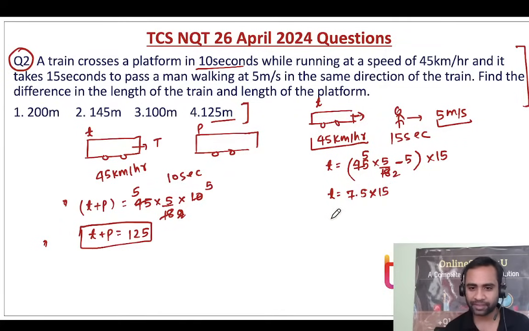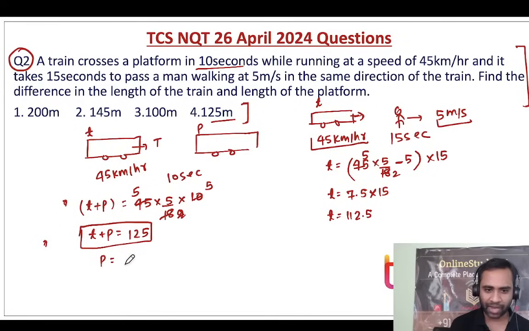So 7 fifteens are 105. Can you calculate? Multiply this. 7.5 into 15 will be nothing but 112.5. So what will be the length of the platform? 125 minus 112.5, which will be nothing but 12.5.